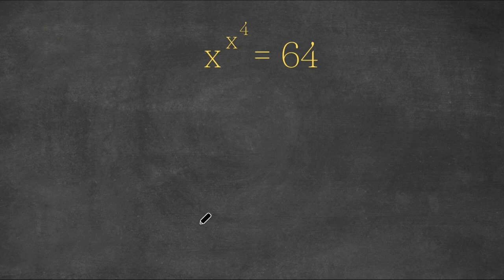In today's video, I'm going to be teaching you guys how to solve this exponential equation. So we have x to the power of x to the power of 4 equals 64.